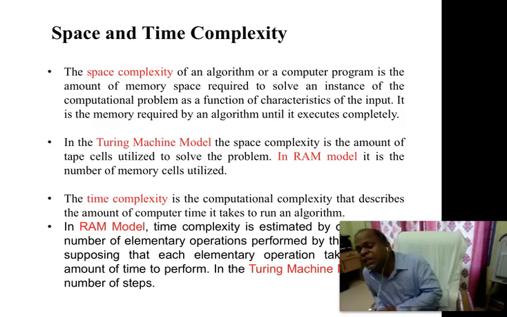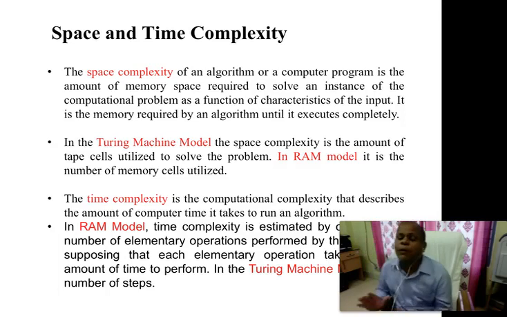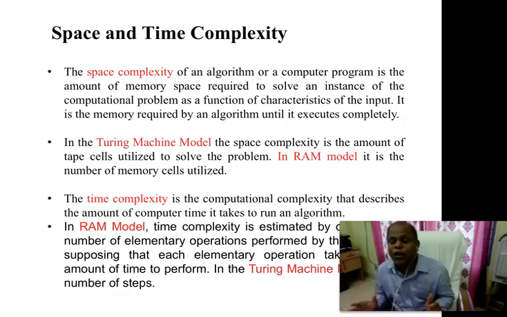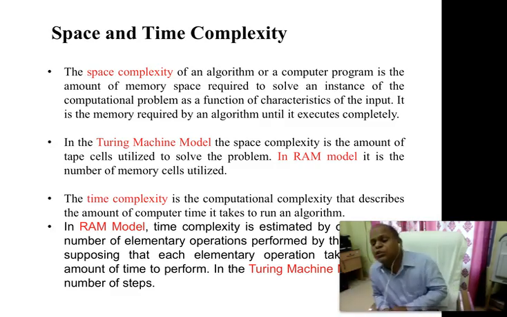See, what is space complexity saying? It is nothing but the amount of memory space required to solve a particular problem in terms of the characteristics of the input. That is the space complexity. Space complexity of an algorithm means how much memory your algorithm requires in terms of the input size. Hence, in case of the Turing machine model, how many tape cells your algorithm is using is called the space complexity of the algorithm.